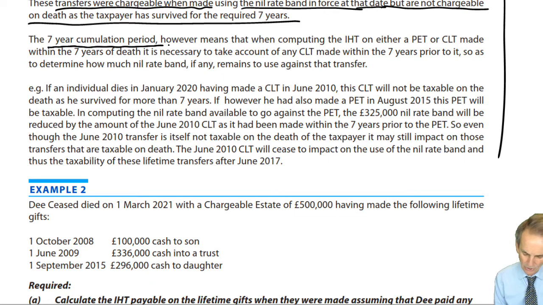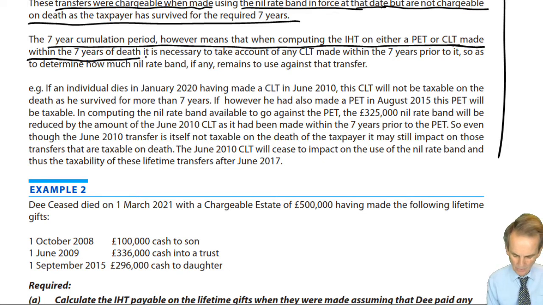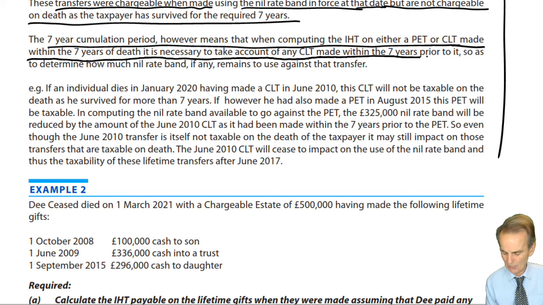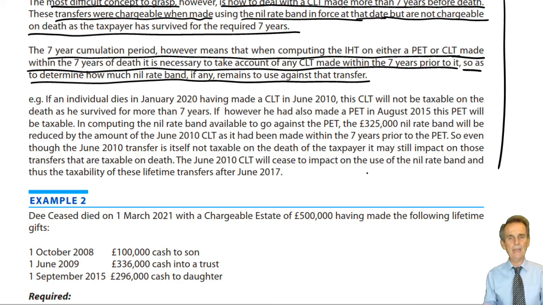The 7-year cumulation period, however, means that when computing the IHT on either a pet or a CLT, or indeed it could be both of those subsequent transfers, when computing the tax payable on a pet or CLT that has indeed been made within the 7 years of death, it is necessary to take account of any CLT made within the 7 years prior to it, so as to determine how much nil rate band, if any, remains to use against that transfer.